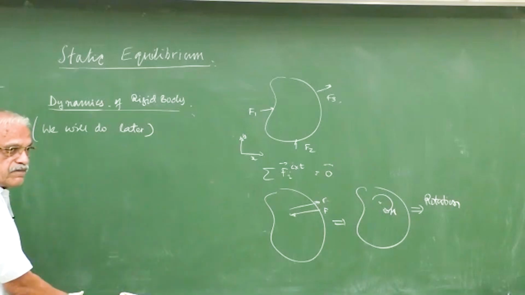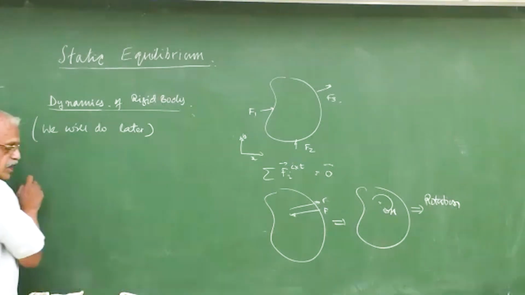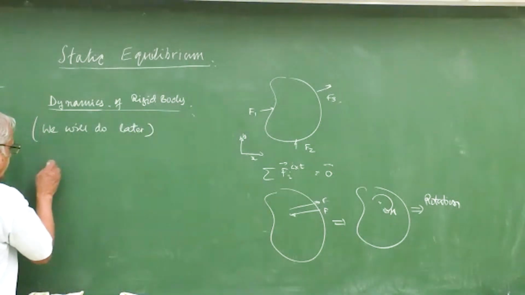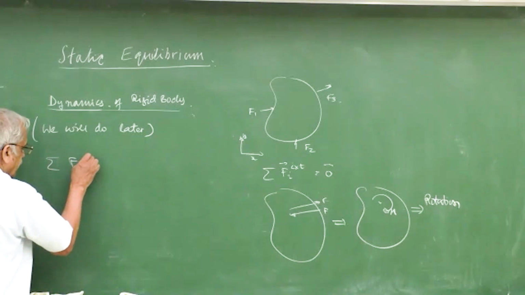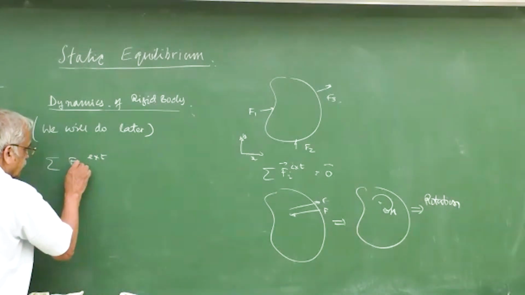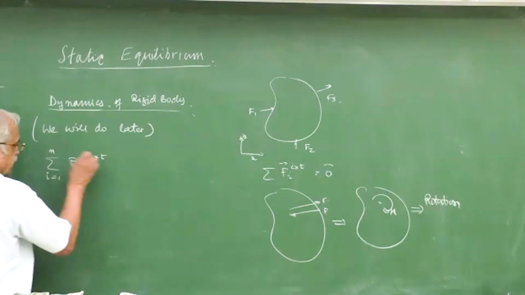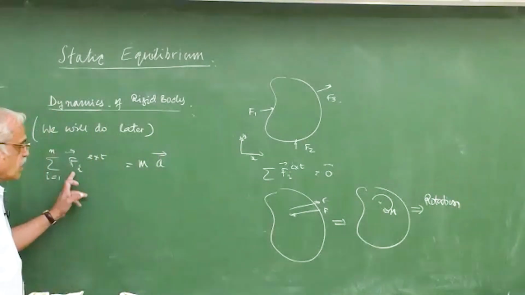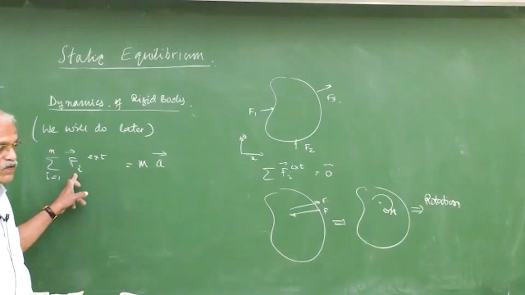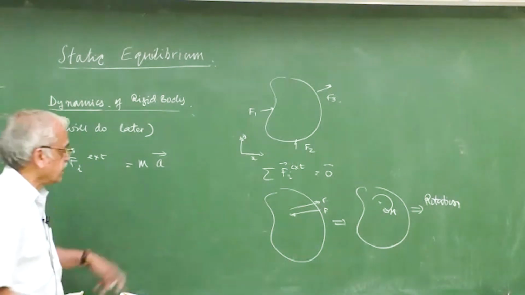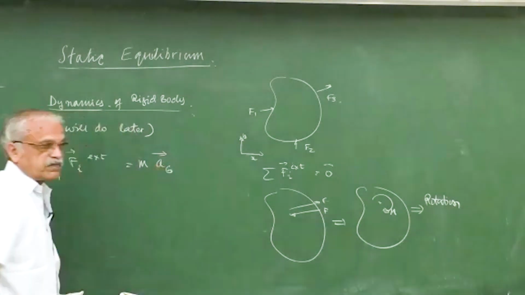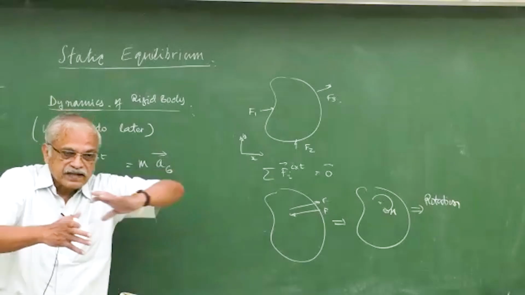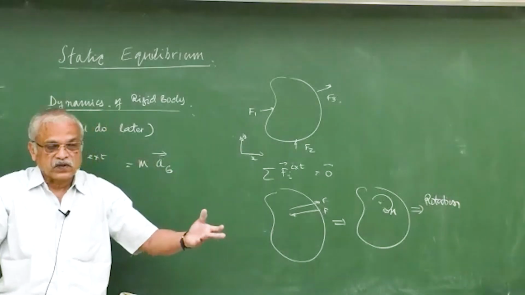So what we have here is based on our second law, where the sum of all external forces is equal to mass times acceleration. So the sum of all the external forces will create the mass times acceleration. Here I need a subscript, because if the body is translating and rotating, which point are you talking about?